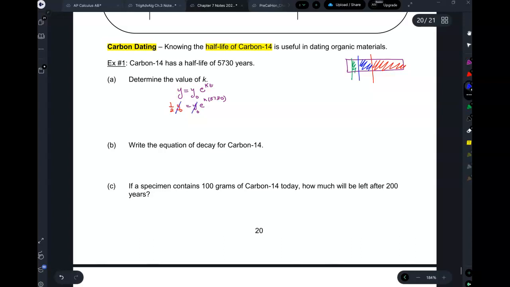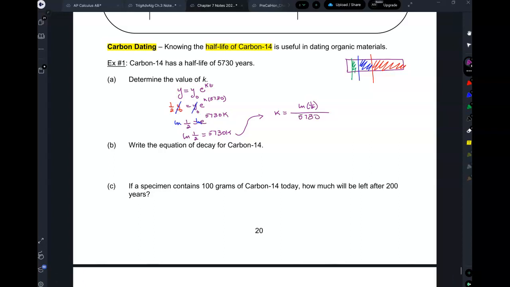We get rid of the y naughts. So I have one half is equal to e to the 5730k. I take ln of both sides. So I get ln of a half is 5730k. So k is ln of a half over 5,730. Okay, go ahead and take out your calculators and plug this in for me, please.